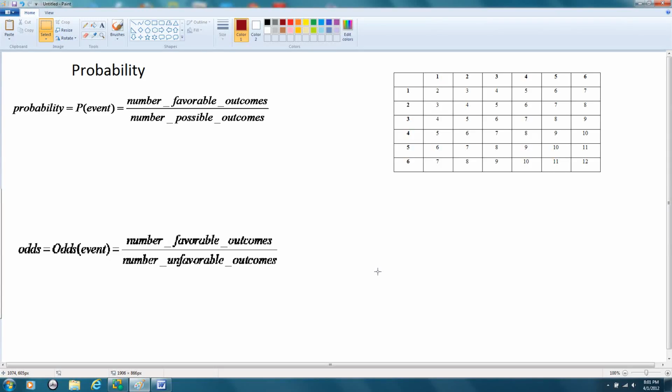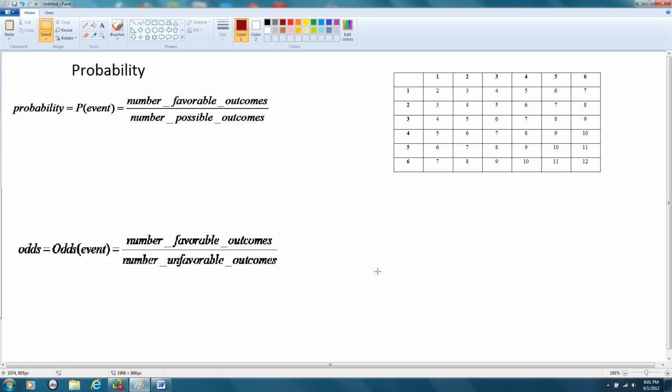Okay, this is a pre-algebra lesson on probability. So probability is, by definition, the number of favorable outcomes, the number of favorable things that can happen, over the total possible outcomes, or the total possible things that can happen.